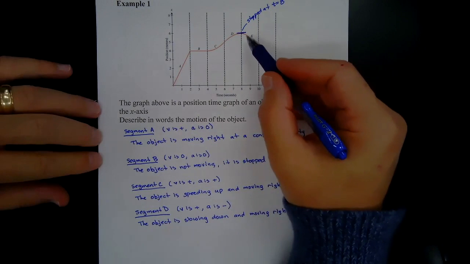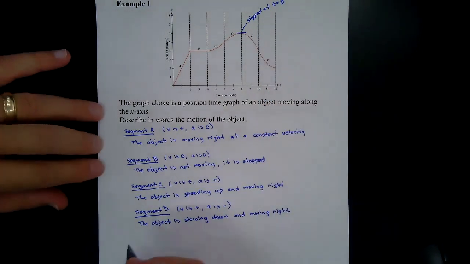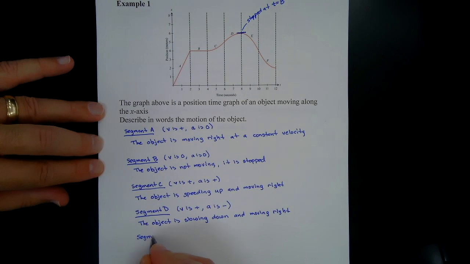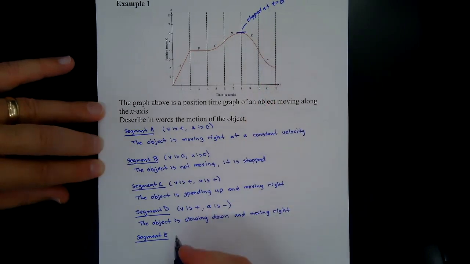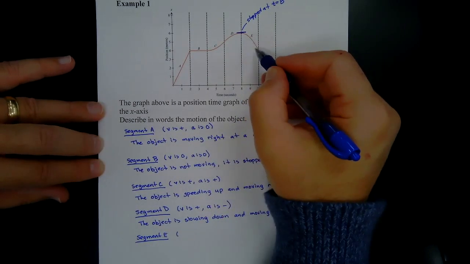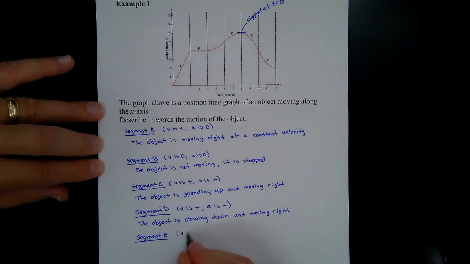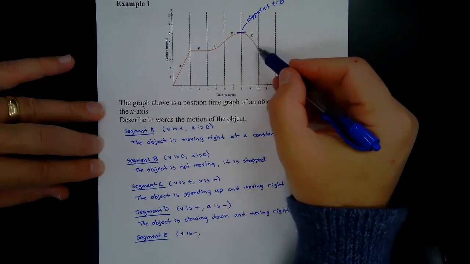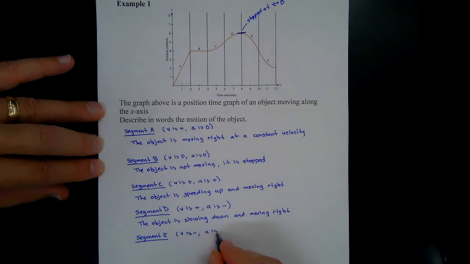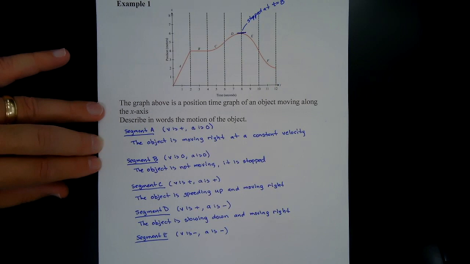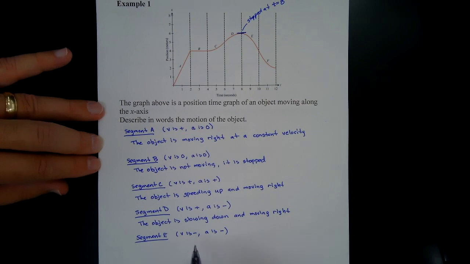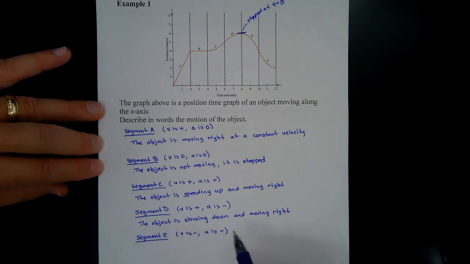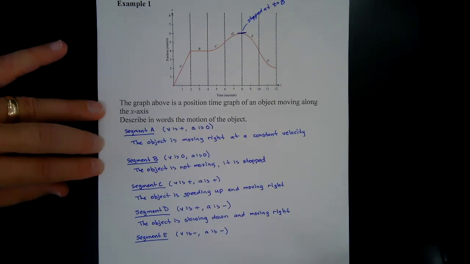Okay. Now what happened next is for segment E right here. I now see that it's decreasing, which means the slope is negative, which means the velocity is negative. And I can see that it's curving down. So A is negative. And so because the velocity and acceleration are the same sign, I know it's once again speeding up, but this time it's moving left. So before this, it was moving right, and now all of a sudden it's moving left. That means it changed directions.